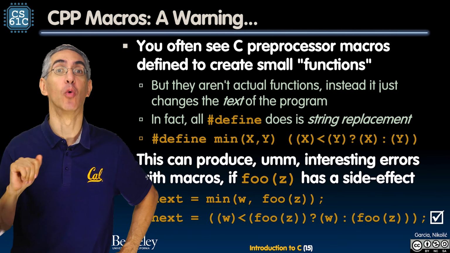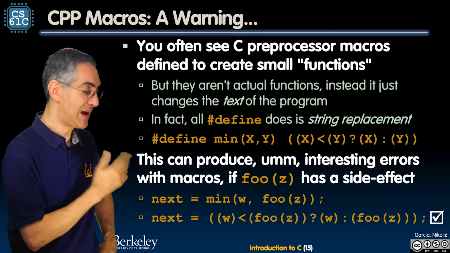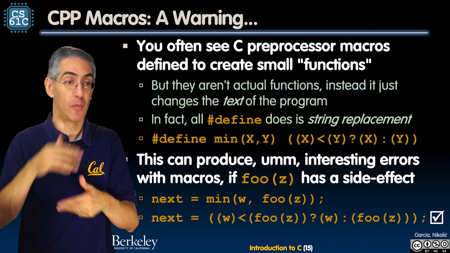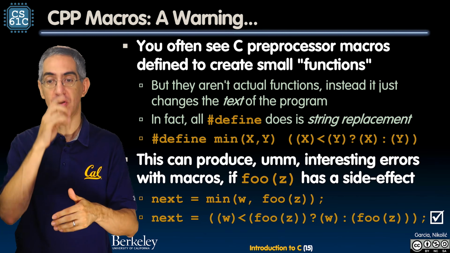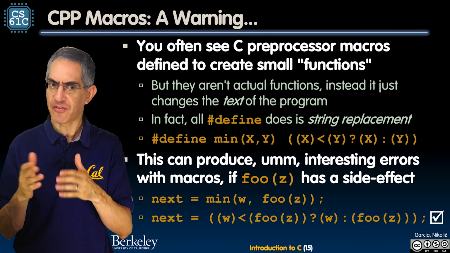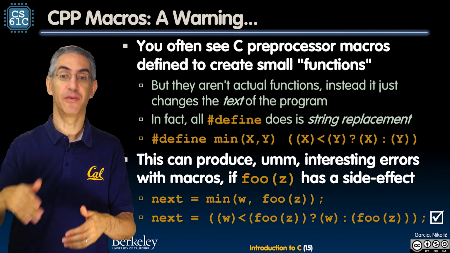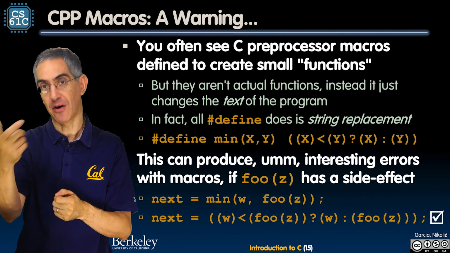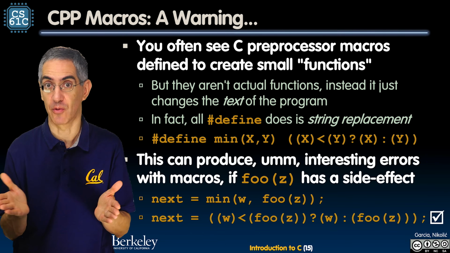Let's say foo_z prints out hello world. It has a side effect. And now I say next equals min. By the way, once I've done this pound define of a macro, I can call min just like a function. I say min of w and a call to foo_z. And that seems fine. Normally what would have happened is foo_z would have been called, printed hello world, and returned some value, and then the smaller of w and foo_z's returned value is the value set to next. Seems innocuous, right?